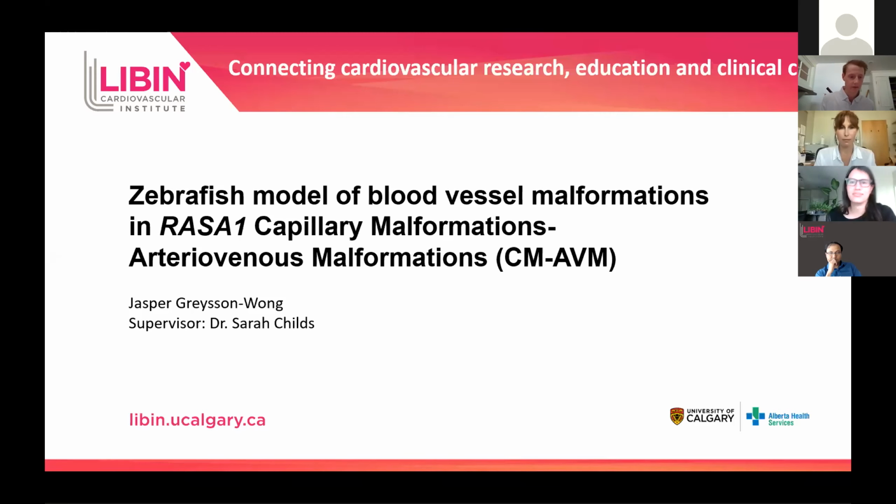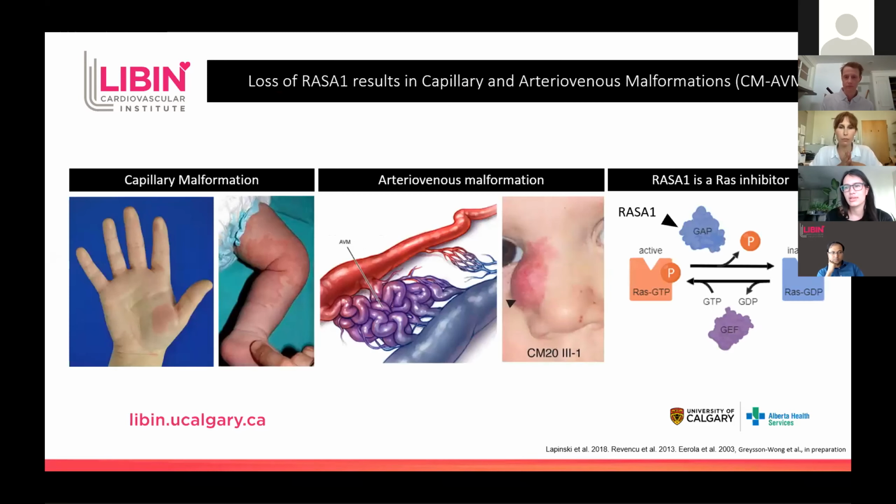All right. So hi, my name is Jasper, and I'm going to be talking to you today about my PhD work using zebrafish to model a blood vessel disease called RASA1 capillary malformation and arteriovenous malformation. So first, we need to understand what RASA1 is and what CM-AVM is.